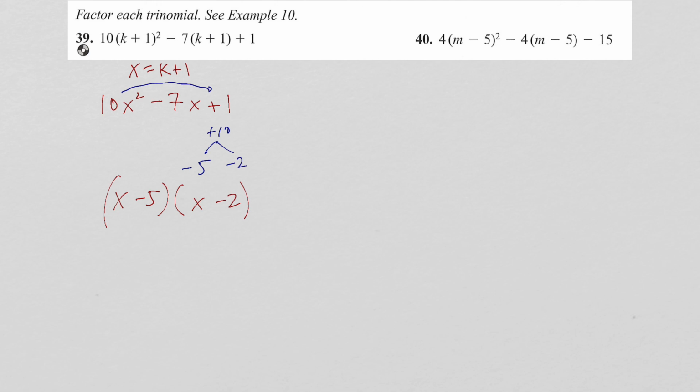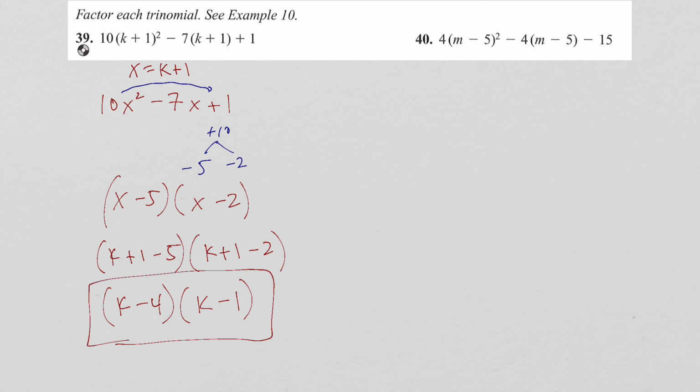The problem is this didn't have an x in it. Now we have to replace this x with what x is, k plus 1. So we end up with k plus 1 minus 5, and then k plus 1 minus 2. And finally, we have to simplify these. Plus 1 minus 5 is minus 4. 1 minus 2 is negative 1. So that's the final answer.